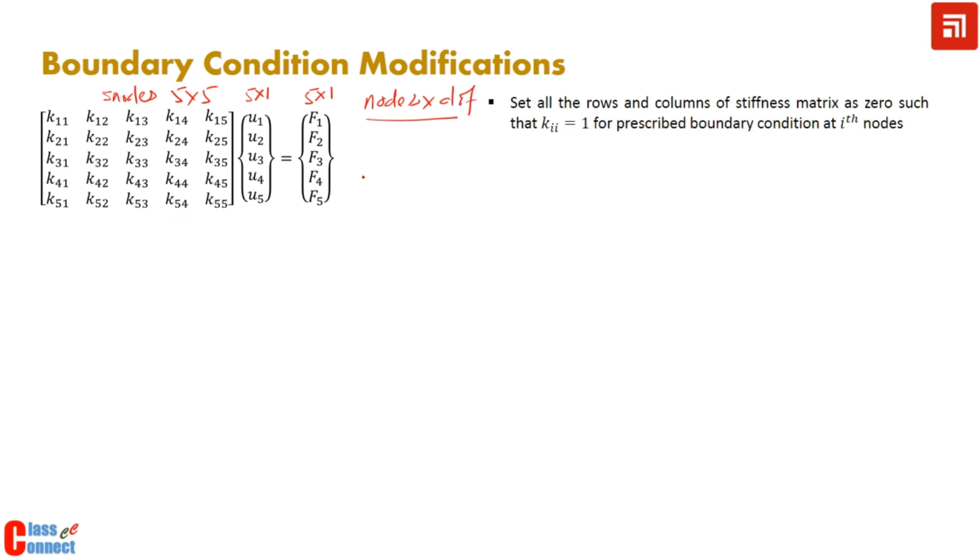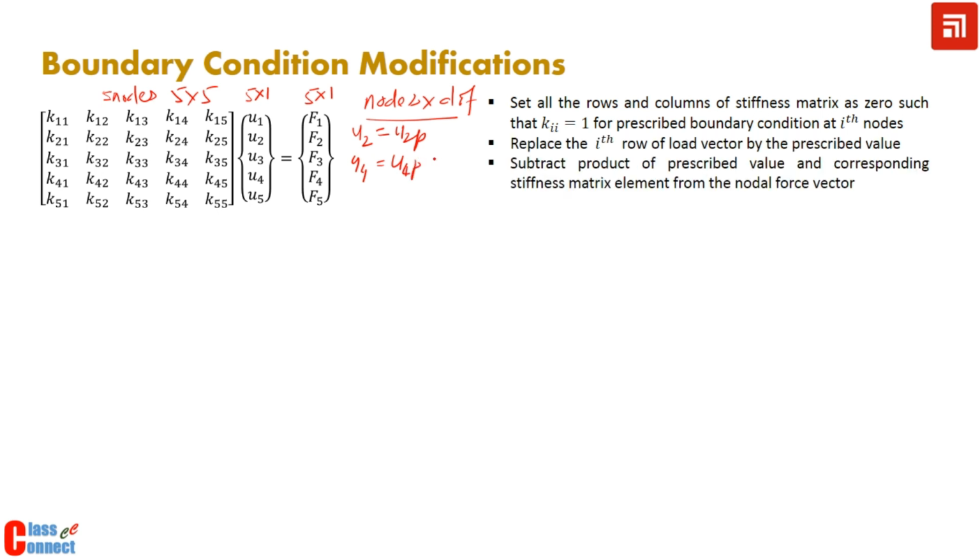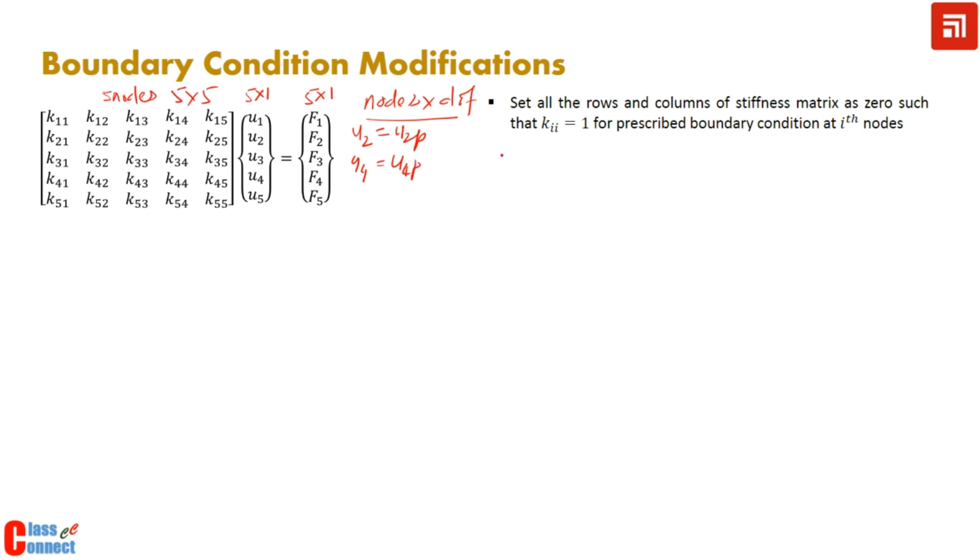If we assume that the prescribed conditions, or the boundary conditions, are given at node number 2 and node number 4, then we can write down the node number 2 boundary condition as u2p and the node number 4 boundary condition as u4p. Now these are the steps we have to follow for modifying the system matrix.